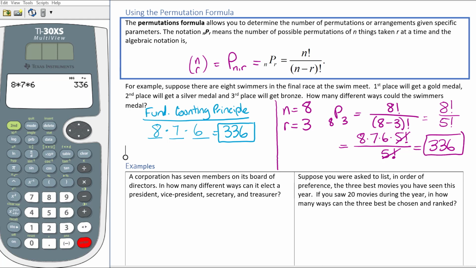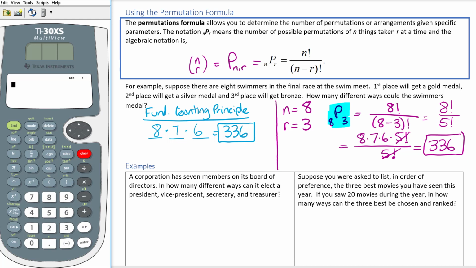Now I'm going to show you one more way to get it in the calculator. Some calculators, not all calculators, but some calculators may be able to type 8 choose 3 right in the calculator without actually having to do all the work. Now, when you show this to me on the test, you either need to show it to me the fundamental counting principle way or using the formula way. One of the 2 ways you need to show in your work.